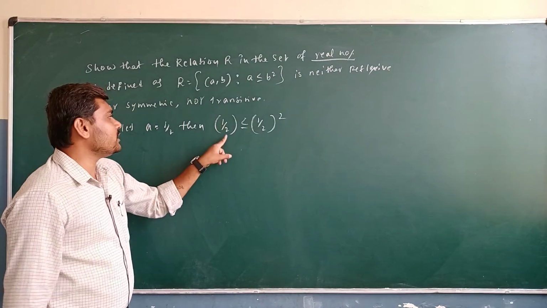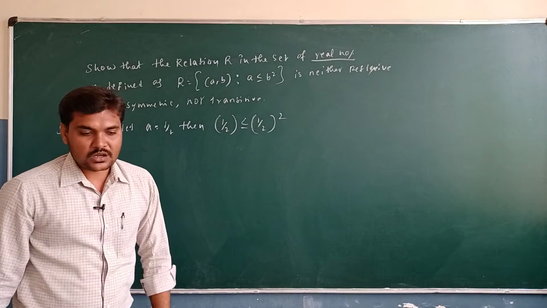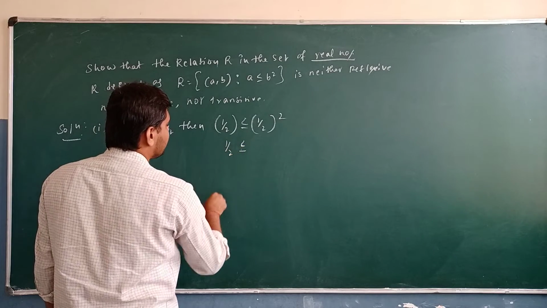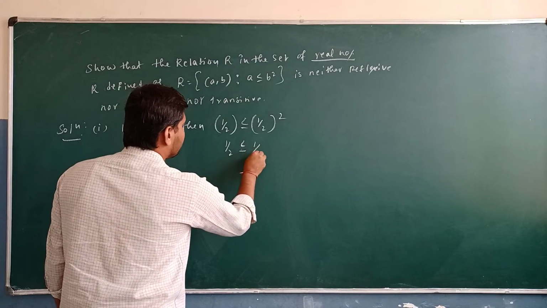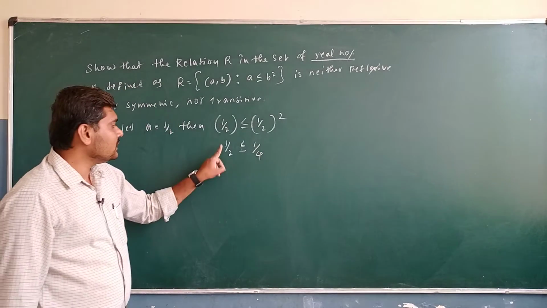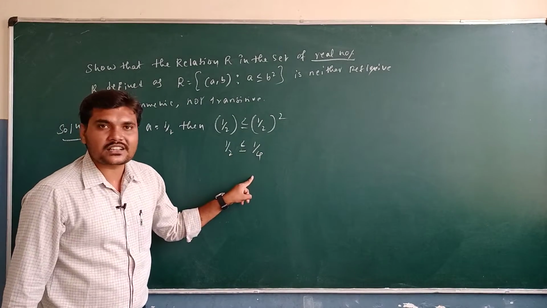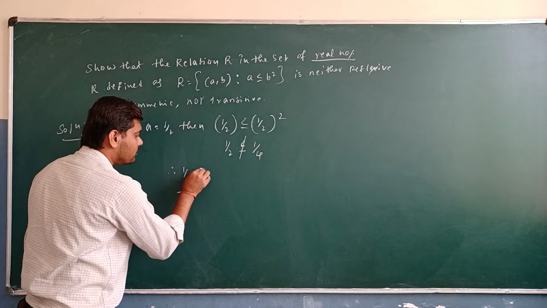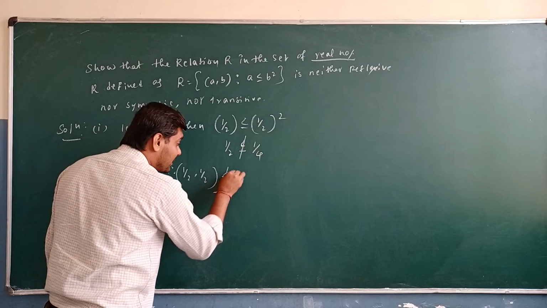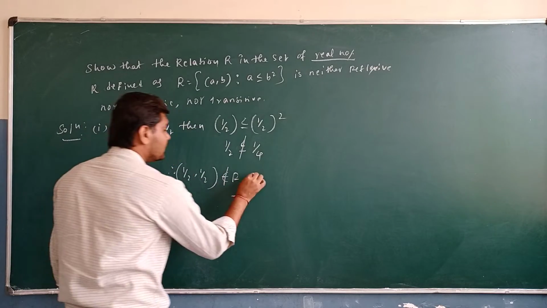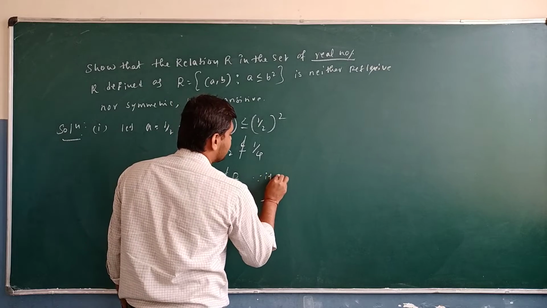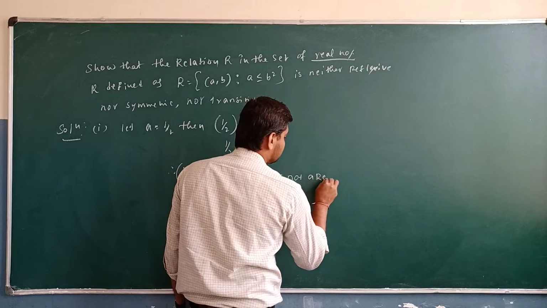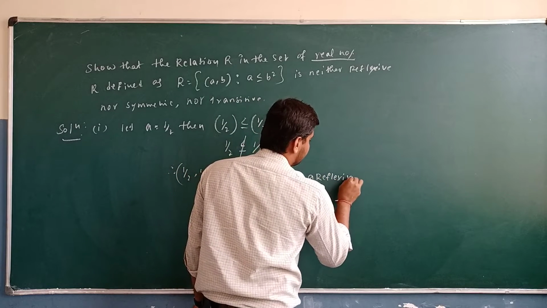So I am taking 1/2, which should be less than or equal to (1/2) square, that is 1/4. Is 1/4 greater than 1/2? No. Therefore (1/2, 1/2) does not belong to R. Therefore it is not a reflexive relation.